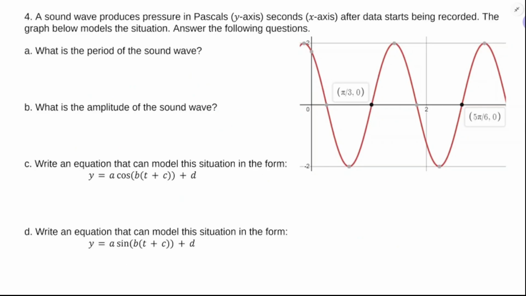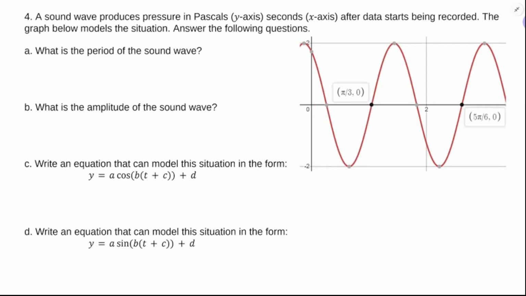All right, the next one's talking about a sound wave, and I'll be honest, I don't totally understand what the pressure of a wave even means in terms of my user experience of hearing a sound wave. But that's okay. That's part of the message here: some of the things we're going to model with trig functions you might not have already studied in science class, but it doesn't really matter. Just mathematically, you're going to use the points that you're given on the graph and your knowledge of trig functions to put this all together.